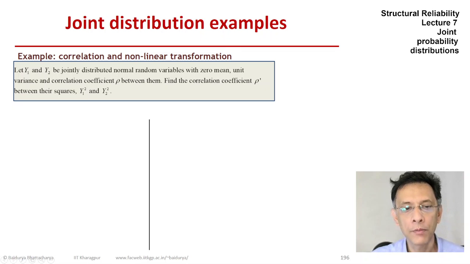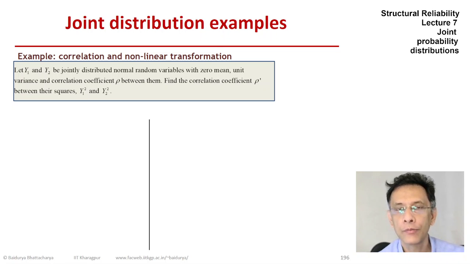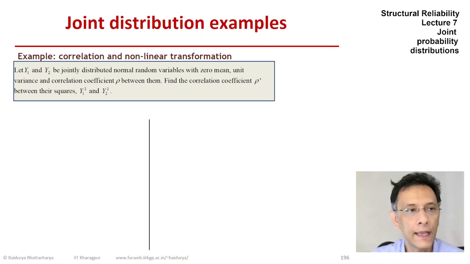Let's solve some examples involving joint normal random variables. Let's take a minute to read the problem. Y1 and Y2 are joint standard normals. They have unit variance, they have zero mean, and rho as their correlation coefficient. If we square them, we get two new random variables, as we have seen earlier in this lecture. And what would be the correlation coefficient because of this nonlinear transformation of y1 and y2?